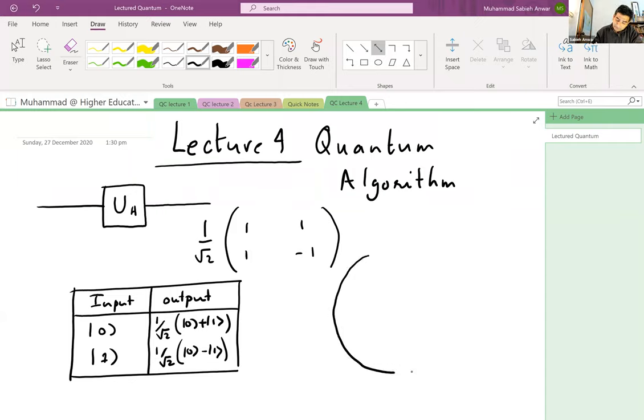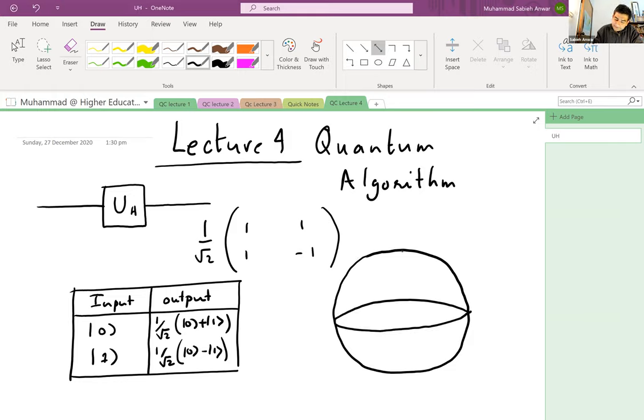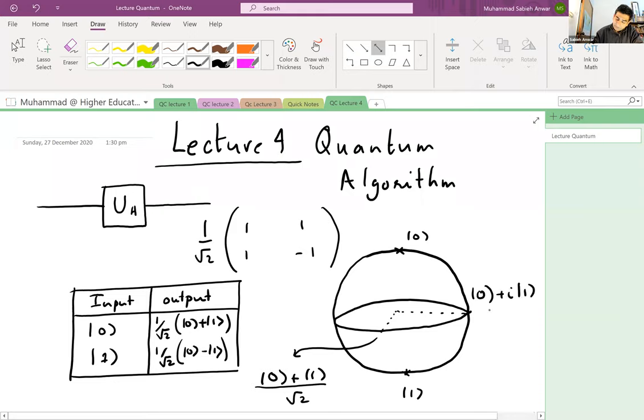So let me draw the Bloch sphere here. The cardinal states are ket 0 and ket 1, and they live respectively on the north and the south poles of the Bloch sphere. Of course, we have the nominal x-axis and the nominal y-axis. On the x-axis, the state that lives there is the superposition ket 0 plus ket 1 over root 2. On the y-axis, the state is ket 0 plus i ket 1 over root 2.